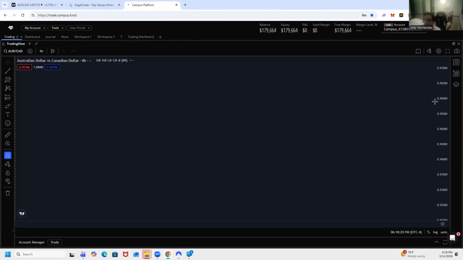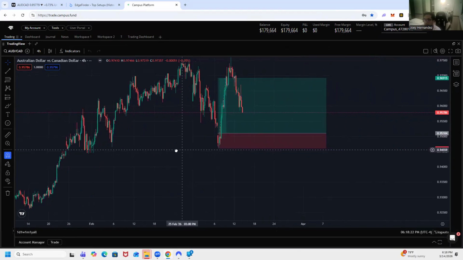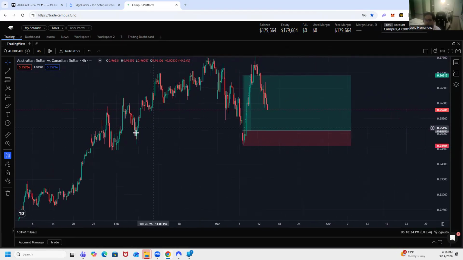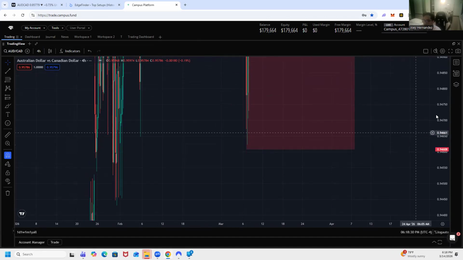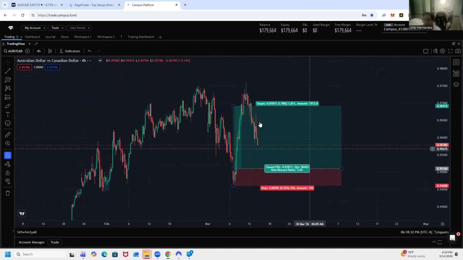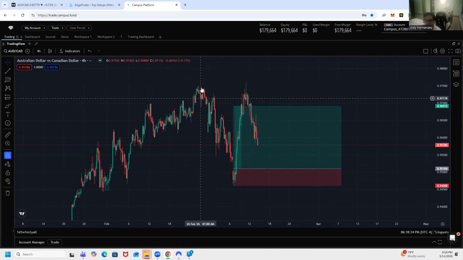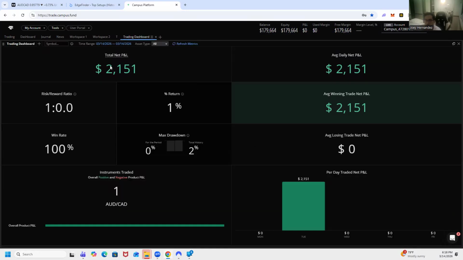Here's basically the trade on the broker on my funded account. Here, drop base rally, price almost takes me out. And then I exited the trade right here, and here is the trade for 2.1K profit. And it was AUDCAD. So yeah, that's pretty much the trade.